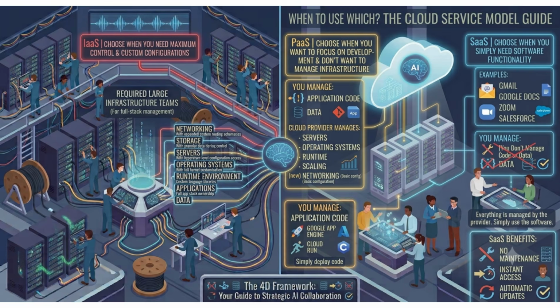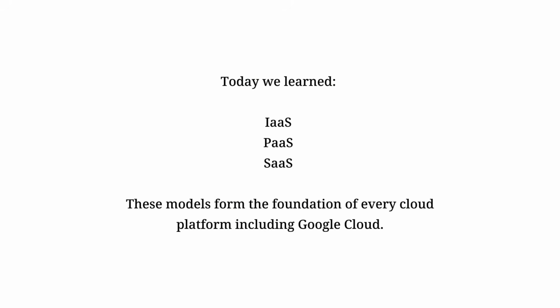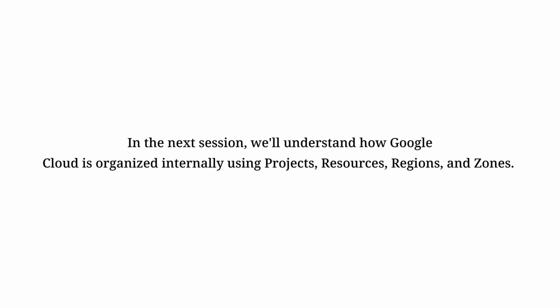When to use which? Choose IaaS when you need maximum control and you want custom configurations. Choose PaaS when you want to focus on development and you don't want to manage infrastructure. Choose SaaS when you simply need software functionality. Conclusion. Today we learned IaaS, PaaS, SaaS. These models form the foundation of every cloud platform, including Google Cloud. In the next session, we'll understand how Google Cloud is organized internally using projects, resources, regions, and zones.